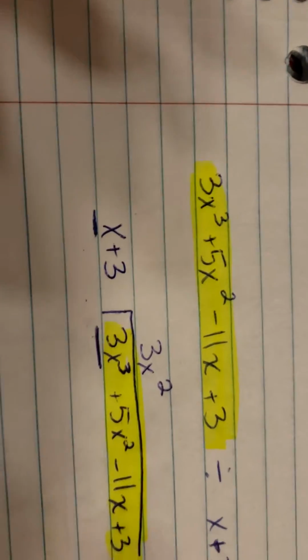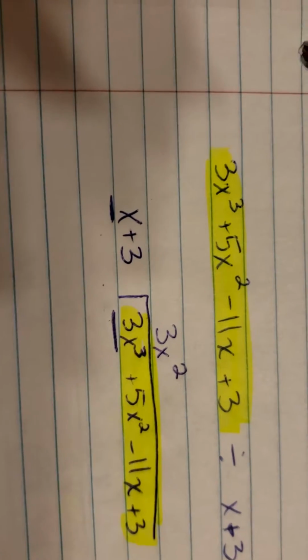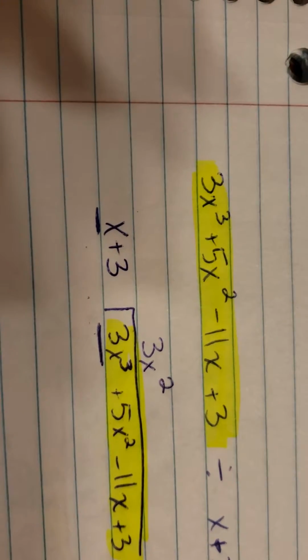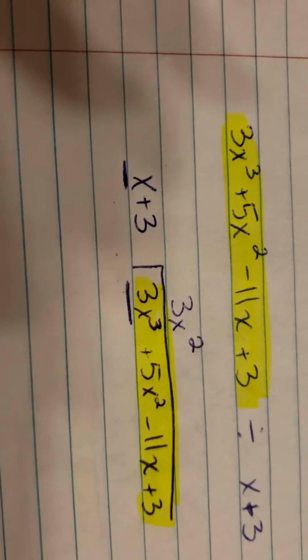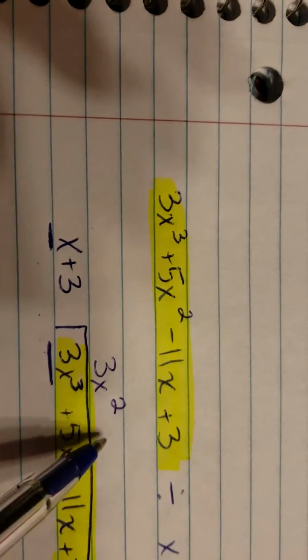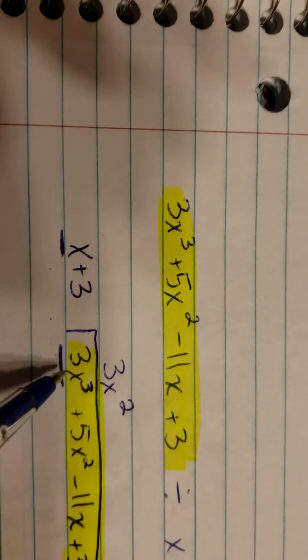By the way, this is not edited, so please forgive any weird video that I might be doing. Okay, please just go with the steps here. Okay, so 3x squared is our answer for this first step.